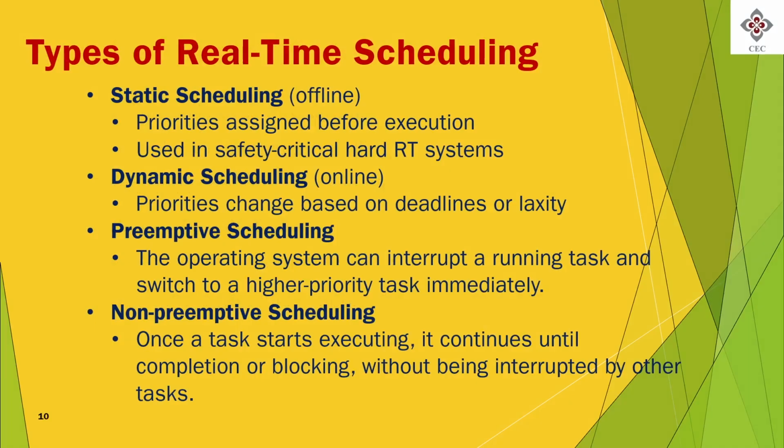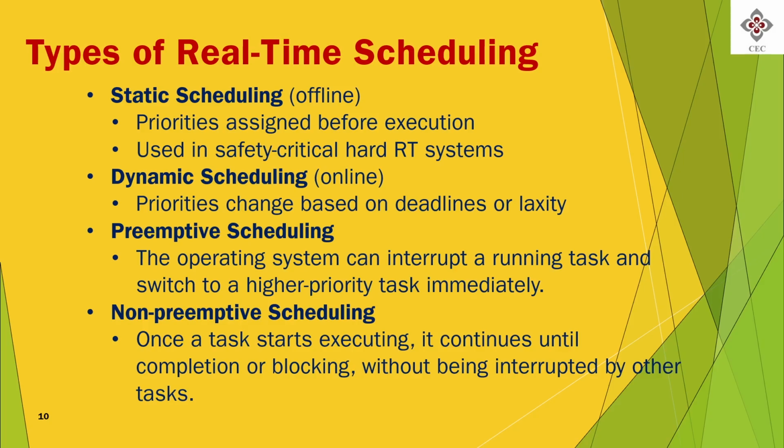scheduling algorithms. So, the types are static scheduling. Here it is offline, where priorities are assigned before execution, and it is used in safety critical real time systems, where we know which has to be done first and which has to be done second. It is a template already fixed; that is called static scheduling. Dynamic scheduling is very difficult, as priorities change based on deadlines or laxity. Laxity is the remaining time available for completing the execution. So, this has to be dynamically monitored based on the occurrence.